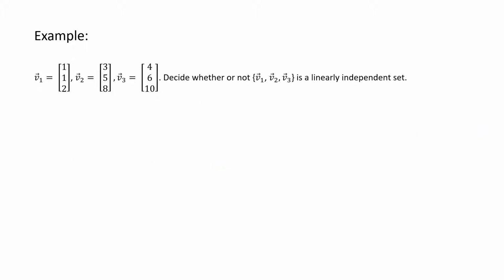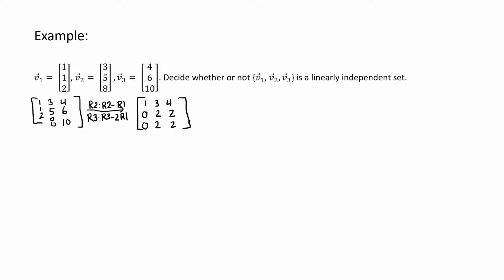So we're going to try out another example. We want to decide whether or not these 3 vectors form a linearly independent set. And so our first approach is to use definition 2. We're going to build a matrix whose columns correspond to these vectors and row reduce it and see whether or not we have unique solutions. So let's do the row reduction.